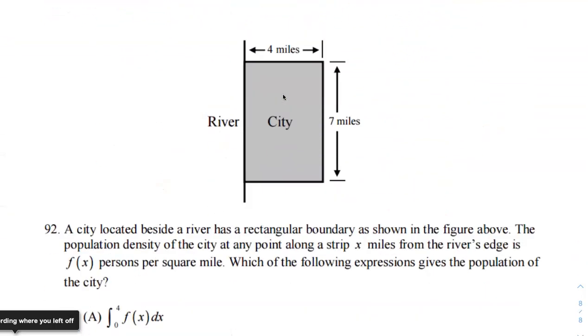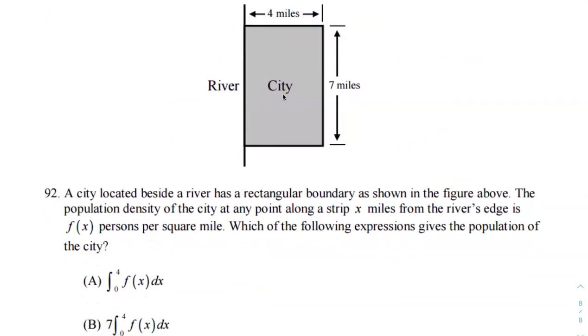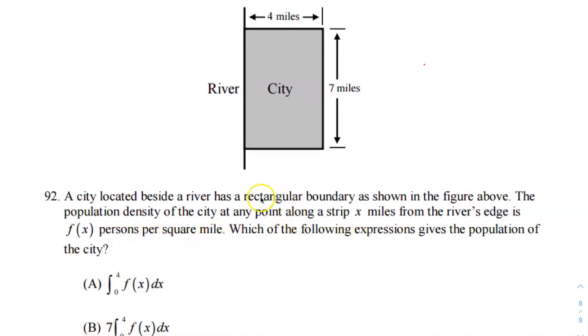Easy. Last one here. A city located beside the river has a rectangular boundary as shown in the figure above. So here's the river, here's the city, 4 and 7. The population density of the city at any point along a strip x miles from the river's edge is f of x persons per square mile. Which of the following expressions gives the population of the city? So this is kind of a weird one too. I like thinking about it like this.